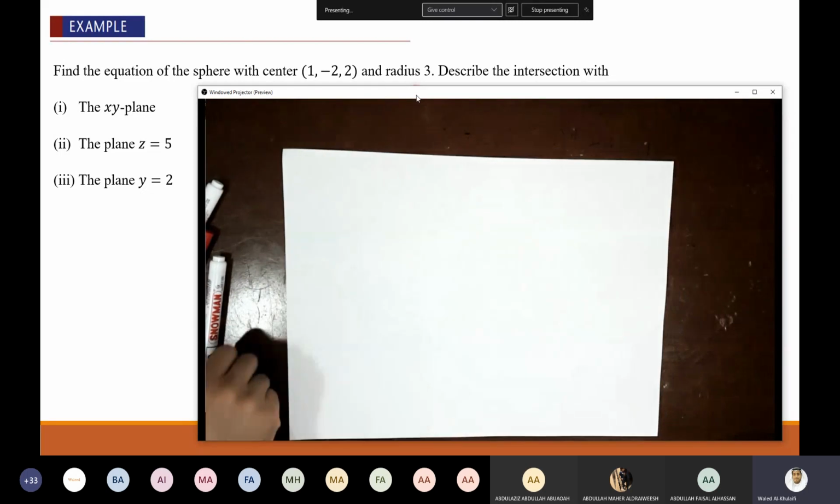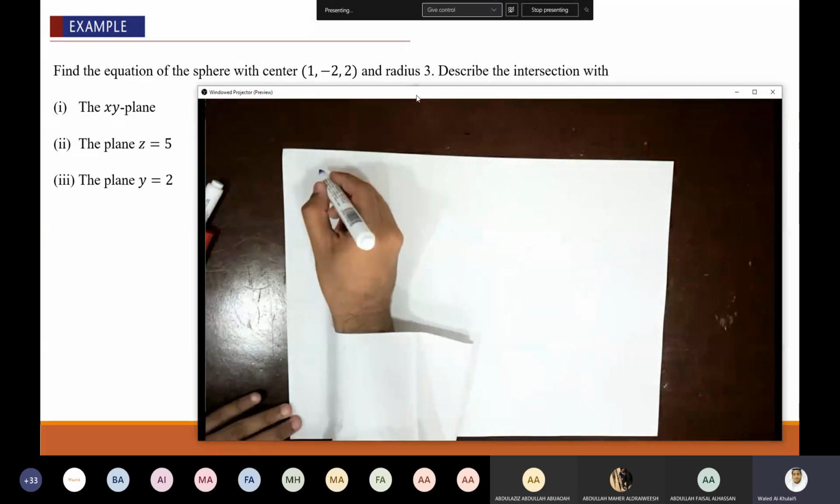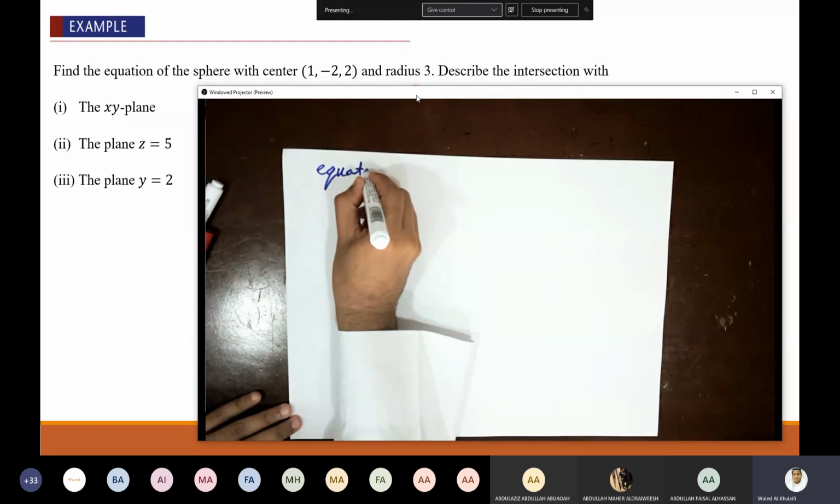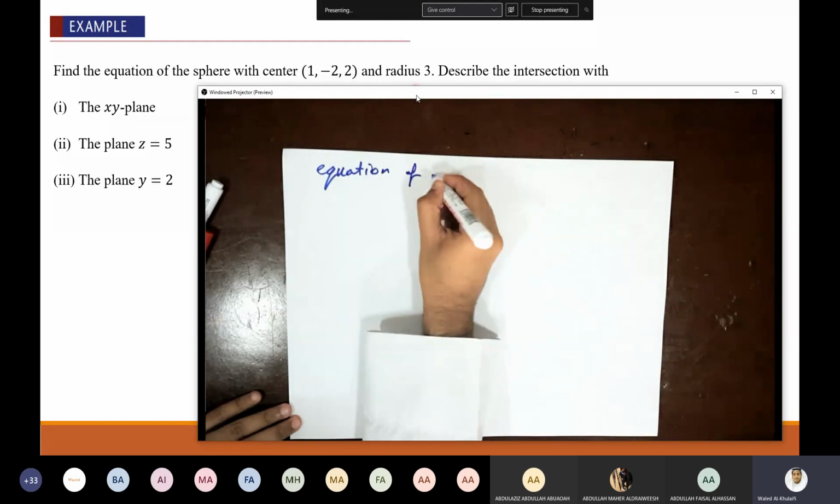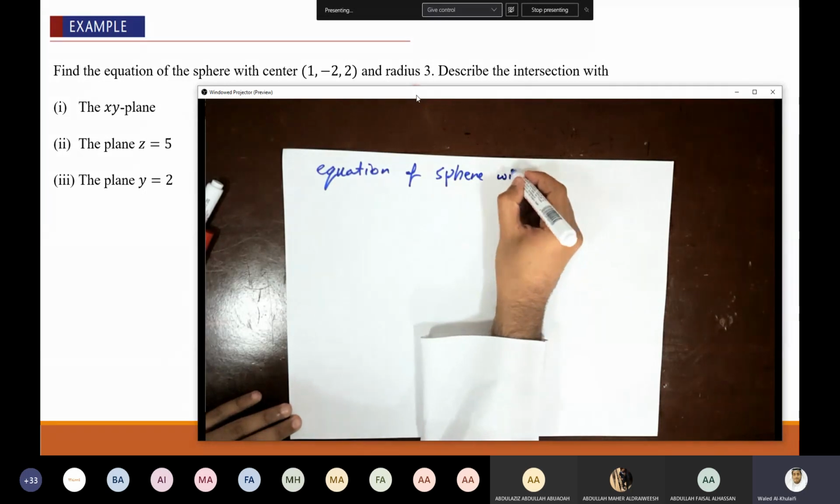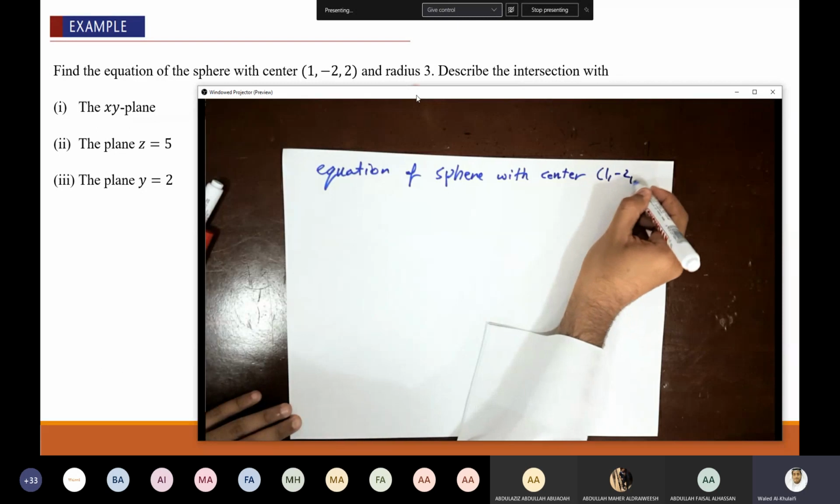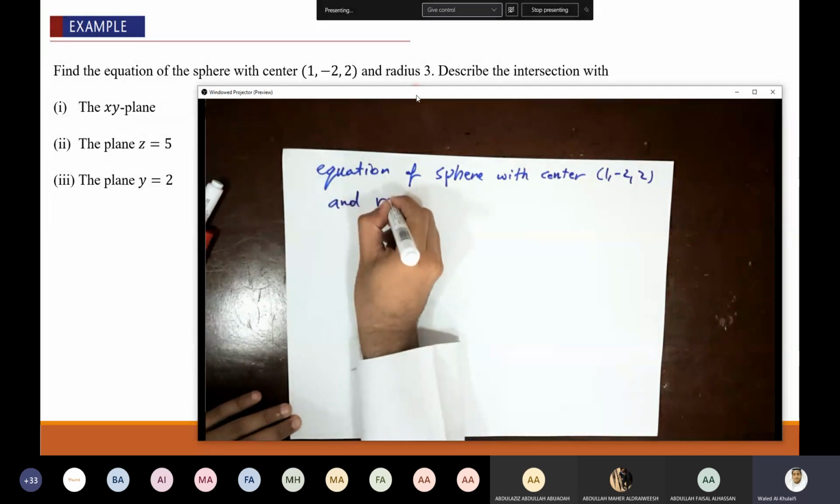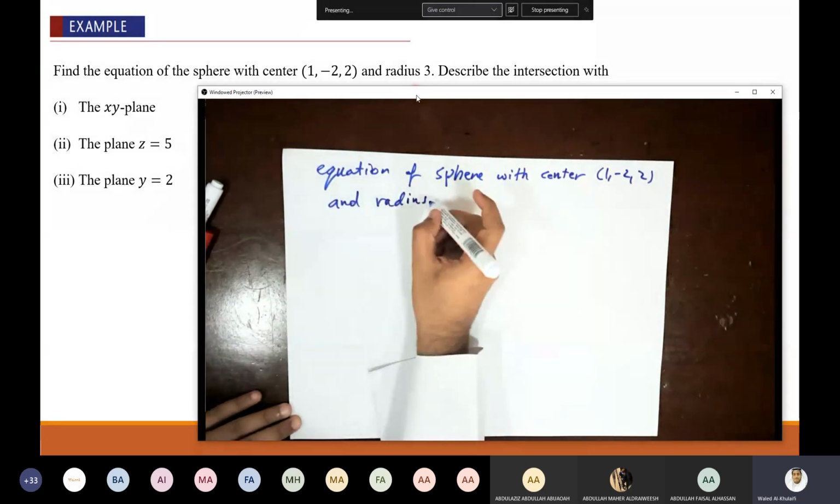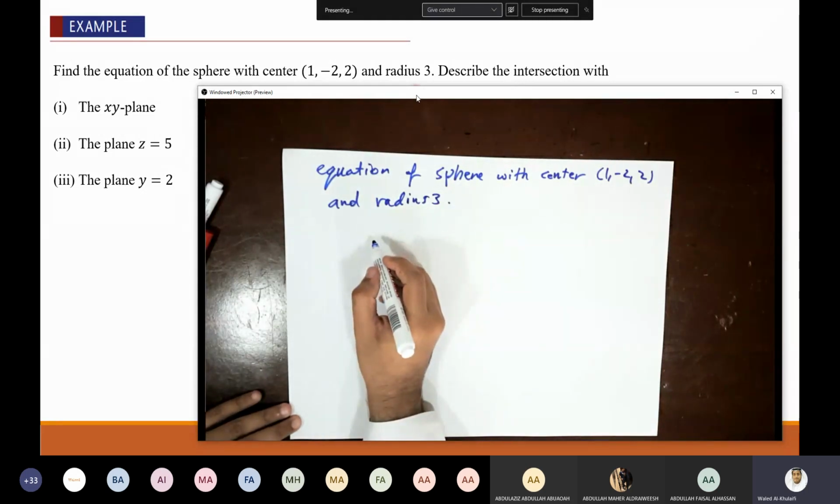This question contains many parts, so let's first find the equation of the sphere with center 1, -2, 2 and radius 3. Radius 3. What is the equation, guys? Raise your hand if you know how to do it. Like a circle. Rakan, I didn't hear you, Rakan.